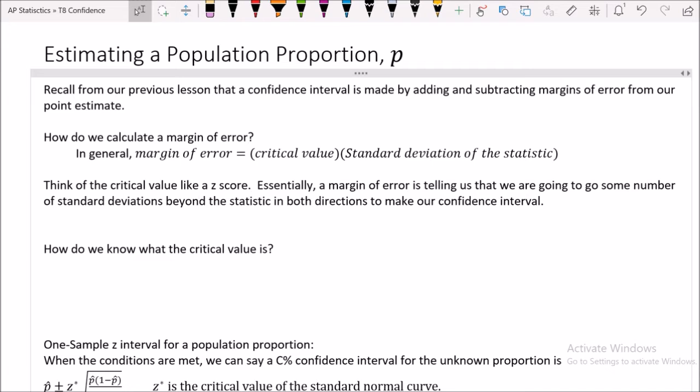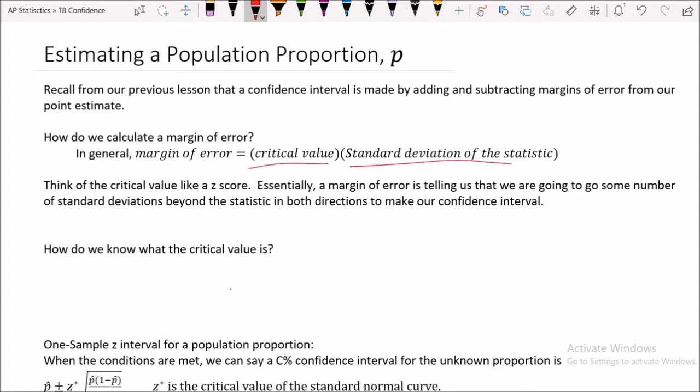Last class we talked about how a confidence interval is always the point estimate plus or minus the margin of error. Today we're going to learn what the margin of error is for a proportion. It's two components: the critical value, which we'll learn about in just a minute, and the standard deviation of the statistic, and they are multiplied, right?